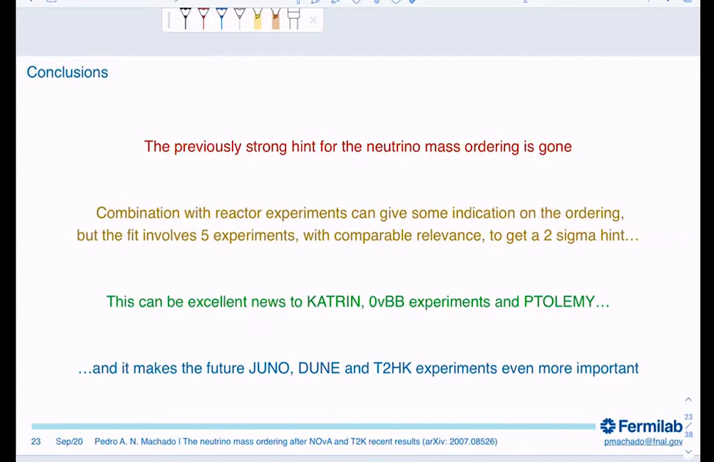So in my opinion, this becomes a much more fragile statement. So I would still say that the strong hint for the mass ordering is gone. And in my opinion, this is excellent news for KamLAND, for neutrinoless double beta decay, and even for Ptolemy. And it makes the future experiments much more important.